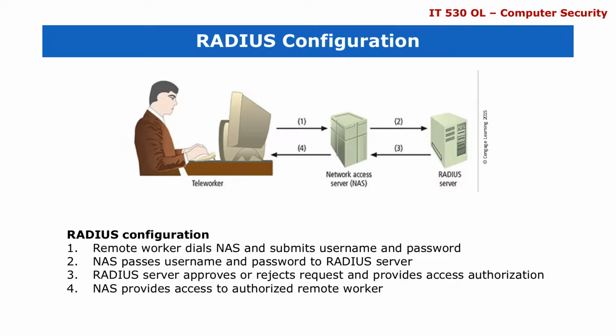Now to look at RADIUS at a high level, this is how a RADIUS configuration works. Let's assume there is a remote worker who dials into a network access server. They submit their username and password. Then the network access server will pass the username to RADIUS, and then RADIUS will either approve or reject. That is, RADIUS will authorize, and then the network access server will authorize the remote worker. The lapse in this is that you have to access the NAS before getting to the RADIUS server. Ideally, the RADIUS server should authenticate you before accessing the NAS.